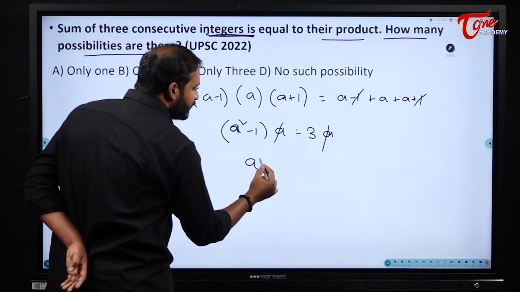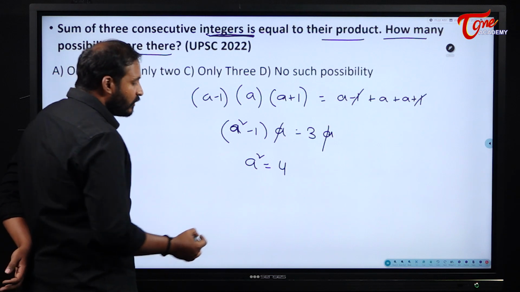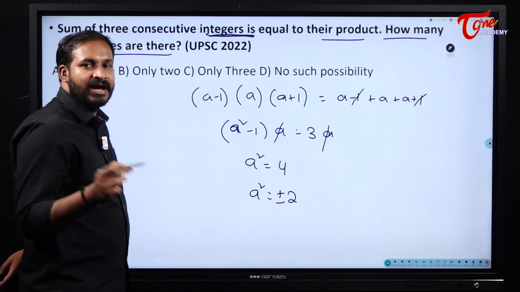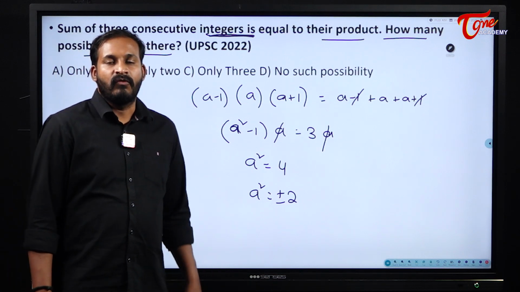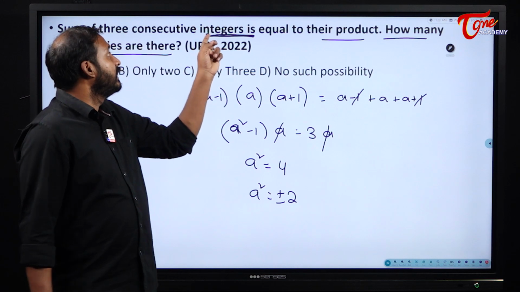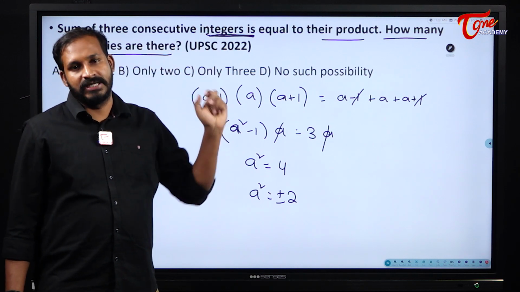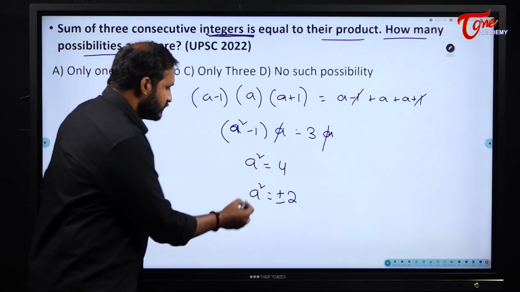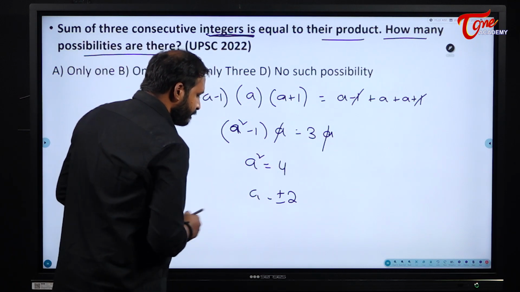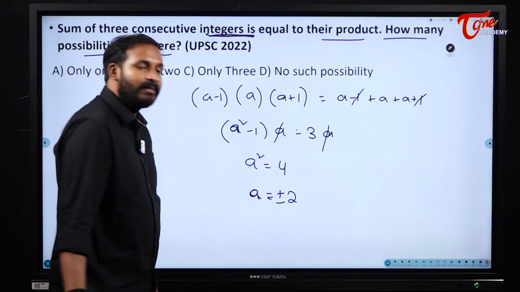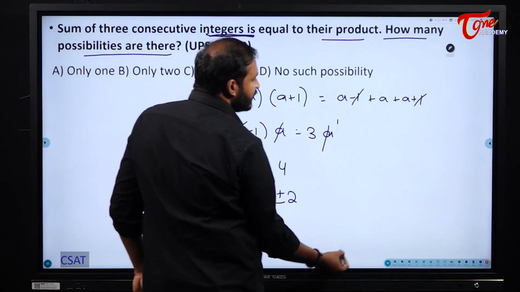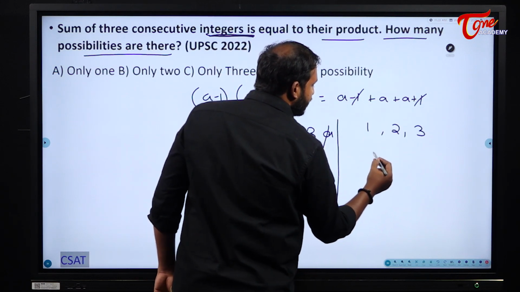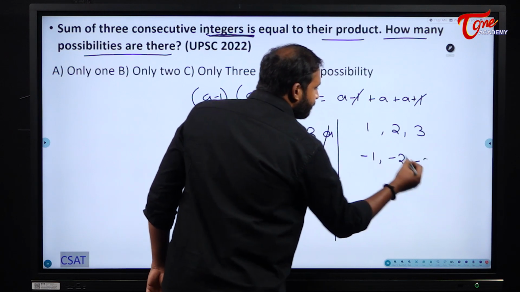So what is the value of a square? I will get here 4. So now please see here, I will take a as plus or minus 2. In our last session I had taken only plus 2. What is the reason? There they said three consecutive natural numbers. But here it is integers, right? So I can take a value as plus or minus 2. That means the pairs I can take are either 1, 2 and 3, or else minus 1, minus 2 and minus 3.